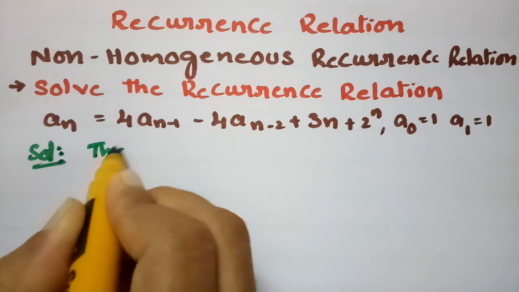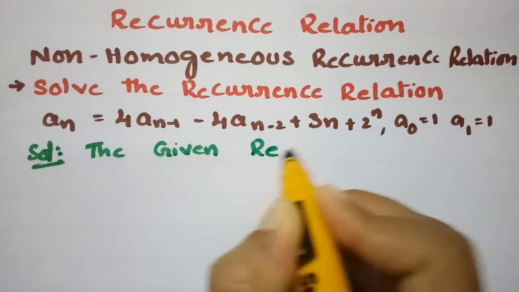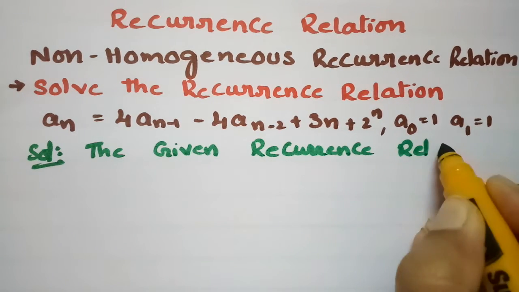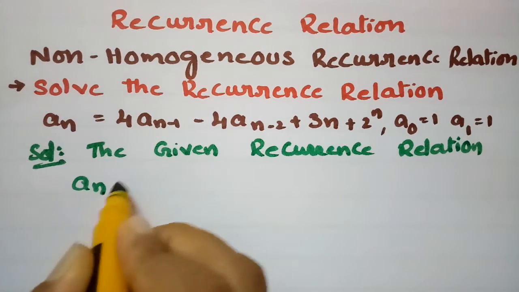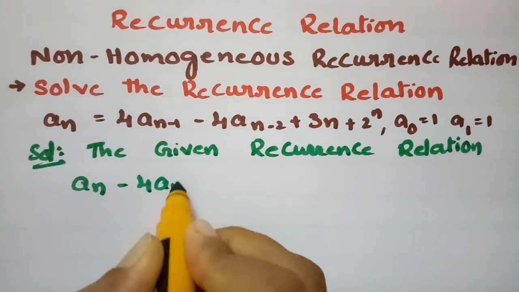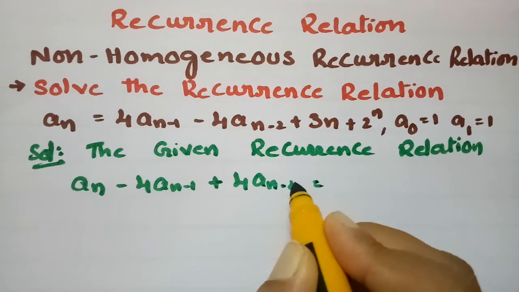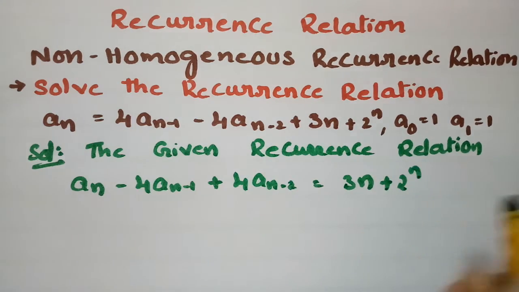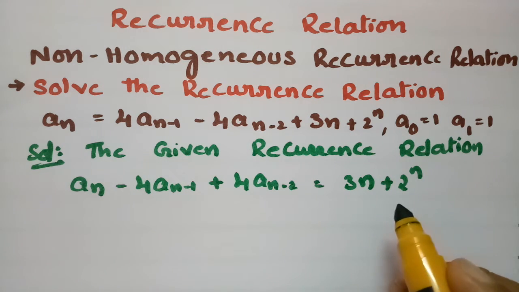The given recurrence relation is a_n - 4a_(n-1) + 4a_(n-2) = 3n + 2^n. See here, this is the RHS part. If there is an RHS term, we say that it is a non-homogeneous recurrence relation.